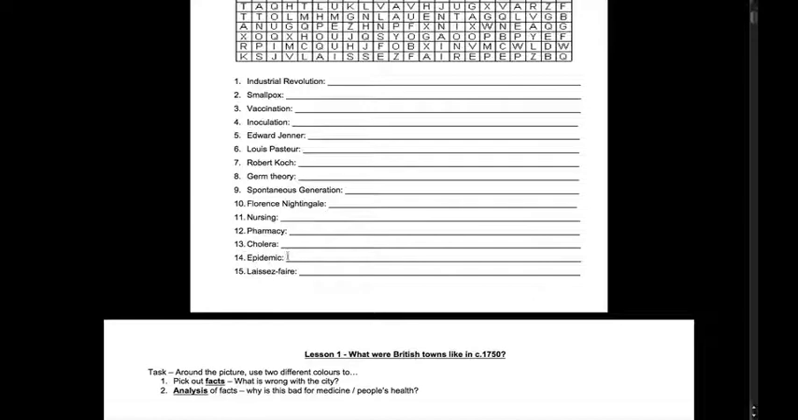Epidemic, obviously, cholera is an example, and you will have studied the Black Death going back to the previous booklet, when a disease is contracted by a large section of the population. And laissez-faire, the concept of governments not doing anything to help their people, the idea that government should be small and non-interfering.